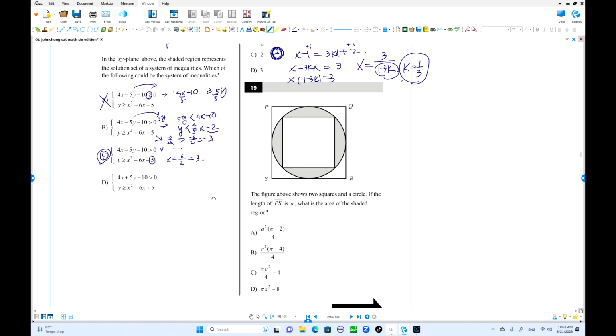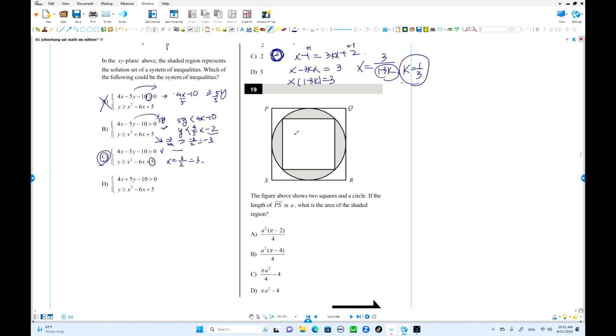Number 19. We have some inscribed squares and a circle, the largest square. They are all inscribed in each other. The length of PS is A. What is the area of the shaded region? You're going to find the area of the circle. The diameter is still A, right? What is the area? Pi times r squared. The radius is half of this, A over 2, squared. This is pi A squared over 4. That's the area of the circle.